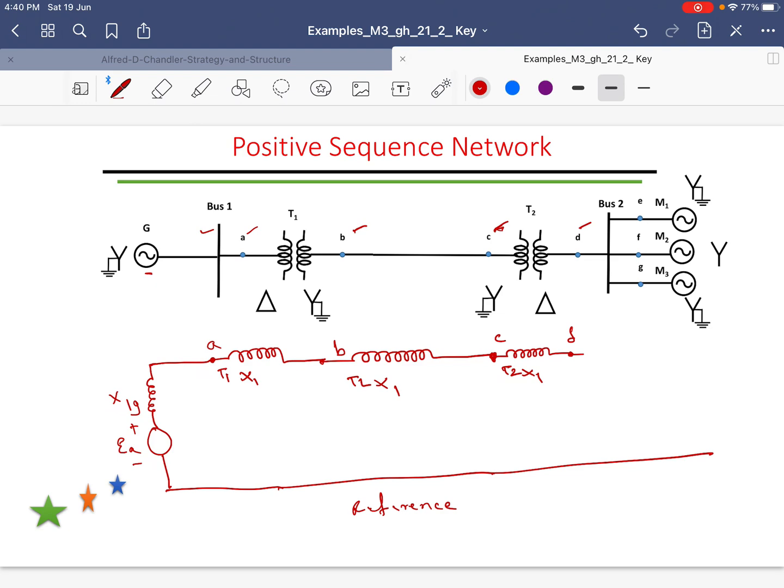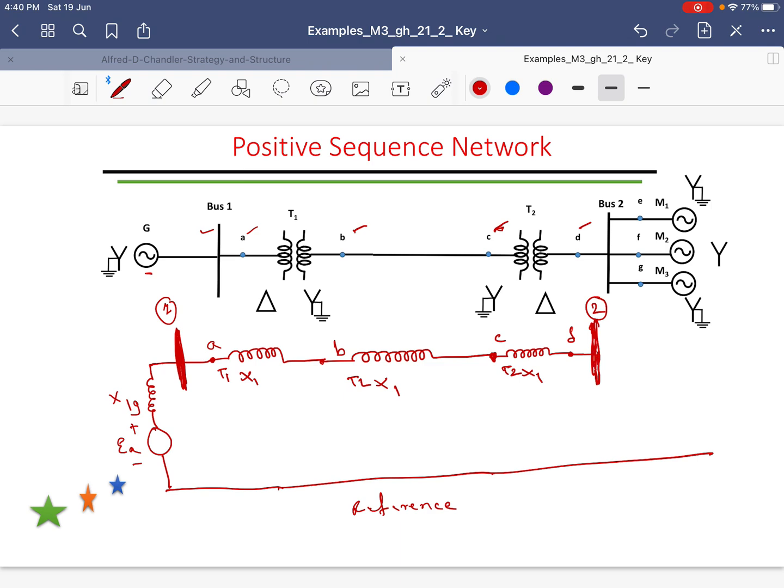Then we have bus number 2 here. Of course, we have bus number 1 here, that is 1 and 2 here.